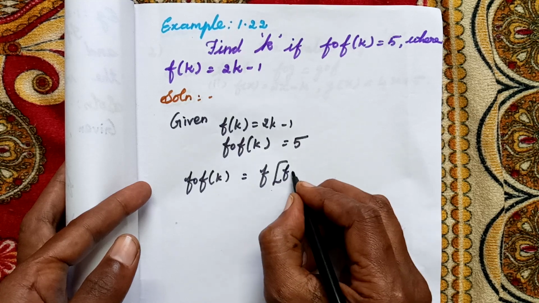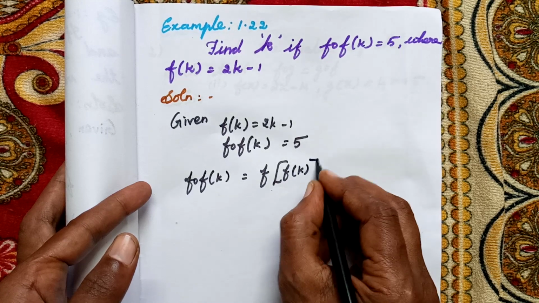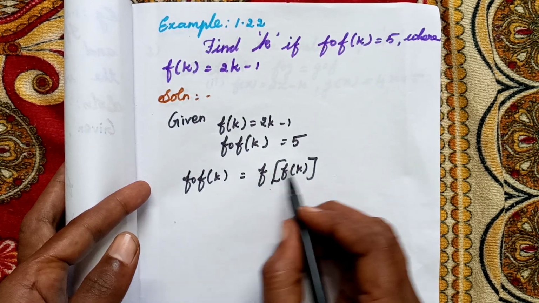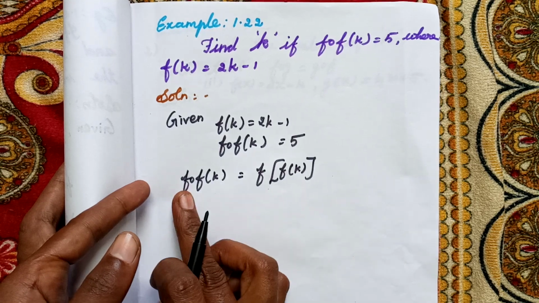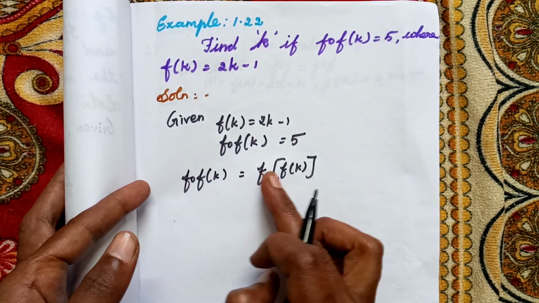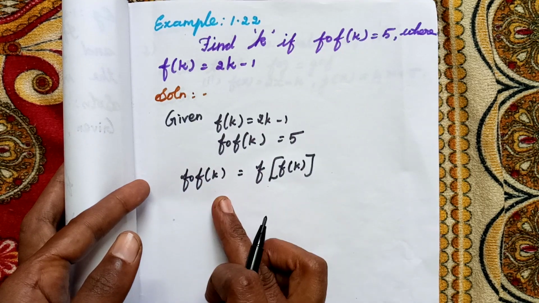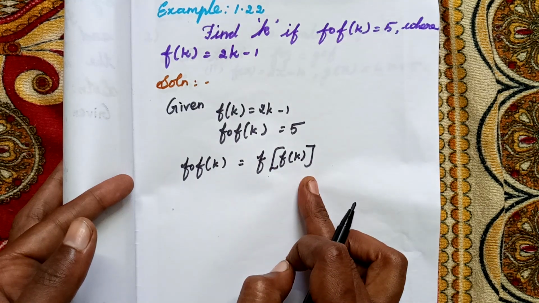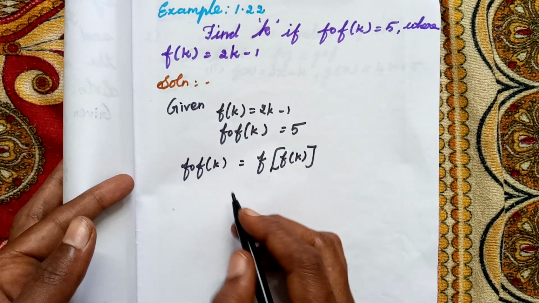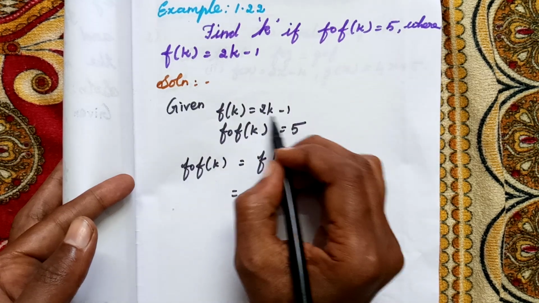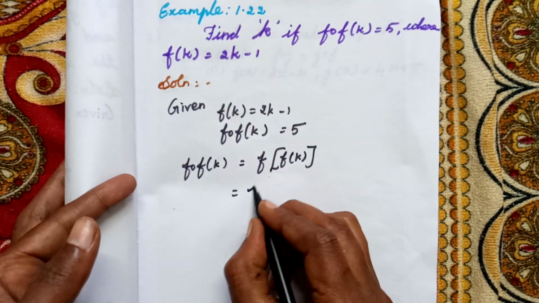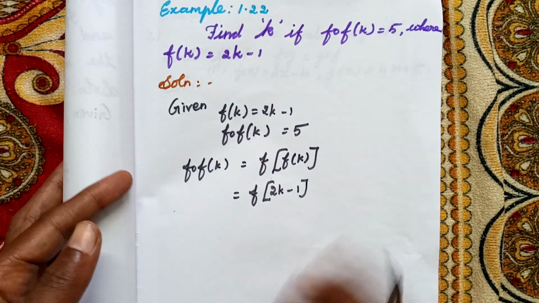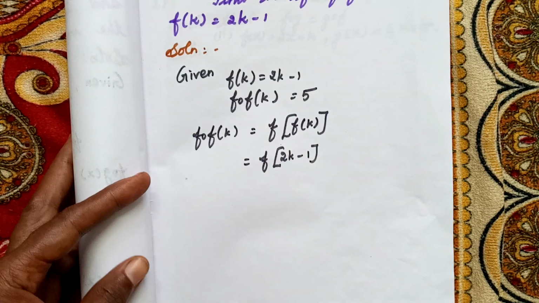Like the previous problem, there were two functions f and g given, so we took f of g of x. Here f composite f of k means f of f of k. Have you understood this? Any doubt? Next, in place of f of k, substitute 2k minus 1. So f of 2k minus 1.